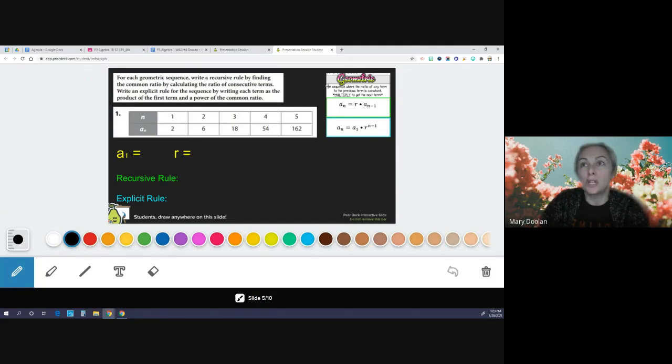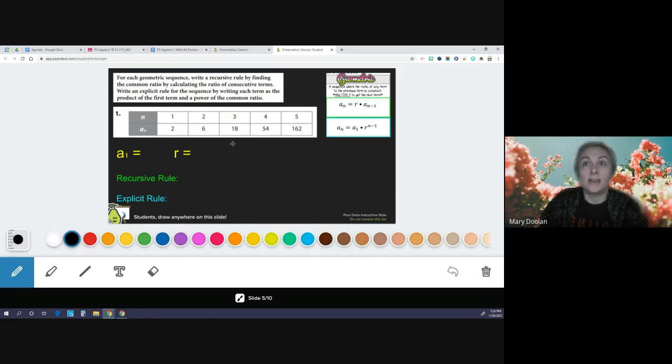So I did a little screenshot here from the graphic organizer, okay? Because I use this version with a sub n, because the way that our information is given to us is in a table where n is the term number: first term, second term, third term, fourth term, fifth term. A sub n is the actual term of the sequence. So the terms of the sequence are 2, then 6, then 18, then 54, then 162.